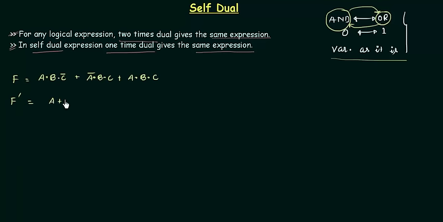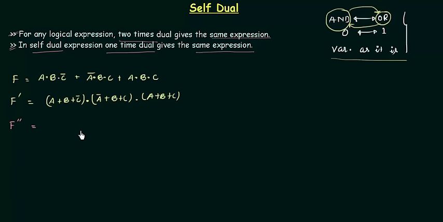A OR B OR C complement. We are keeping the variables as they are, and we are exchanging AND with OR, and this OR will now be written as AND. A complement or B or C, and A or B or C. So this is what we have when we take the dual 1 time. Again, we are going to take the dual. This is the second time we are going to take the dual.